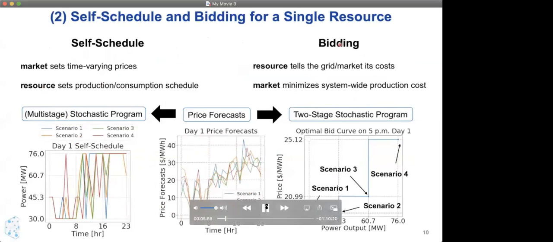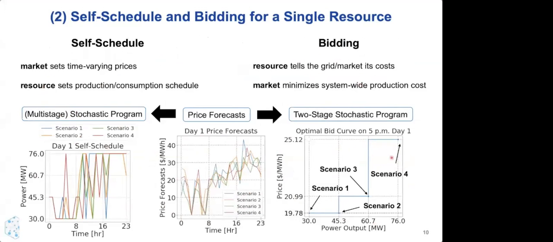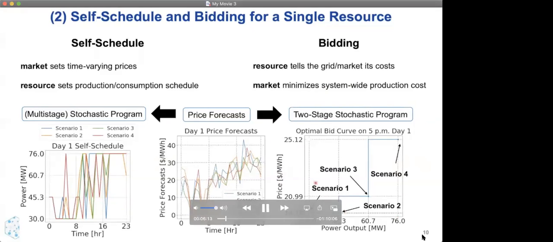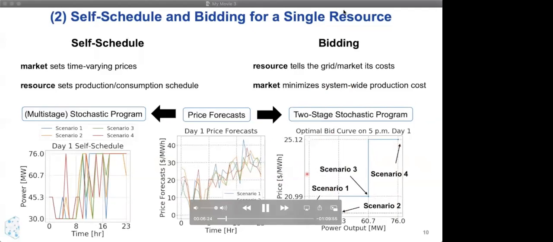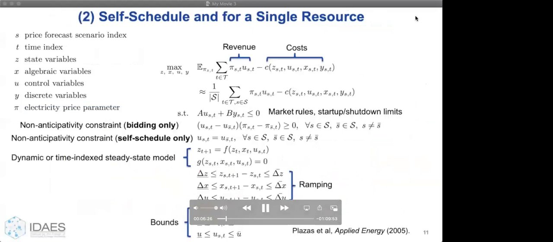In contrast, in bidding, the resource actually tells the grid about its cost through a bid curve that looks like this. It shows power versus price. So this is how much power a generator is willing to produce as the price changes. And this you can calculate with a 2-stage stochastic program. Notice that each time series forecast for price here can correspond with a scenario, and you get one bid curve for every time step, or one bid curve for every hour.